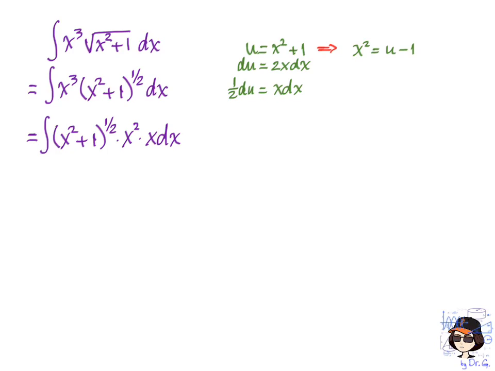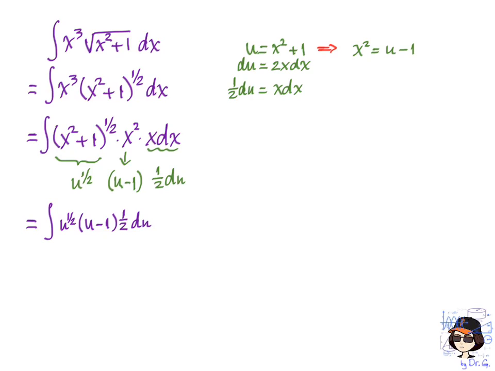So let's go back to the integral, and x squared plus 1 to the 1/2 is going to be u to the 1/2. X squared is going to be u minus 1, and x dx will be 1/2 du. And so now you can get rid of everything. All the x's will go away. So you have u to the 1/2 times u minus 1 times 1/2 du.